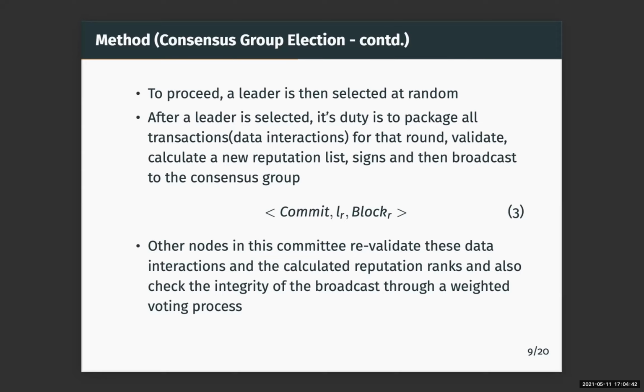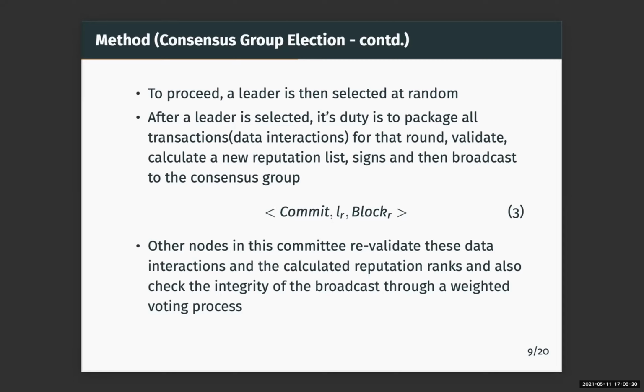group. We denote that by this formula, or essentially it's a data structure, a tuple. LR represents the leader that was selected, and the block represents the set of data interactions. The other nodes in the consensus group revalidate these data interactions, and they also revalidate the reputation ranks for all the interactions, bearing in mind that these interactions are essentially reputation ratings between nodes in the entire network. They also check the integrity of the broadcast through a weighted voting process.